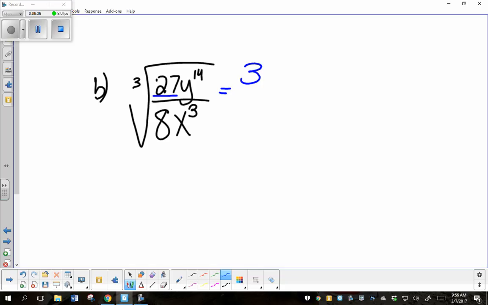Do you guys like to do it that way, or do you like to do it the fraction way, or how do you like to do it? Which way do you like? Where you just think about it?